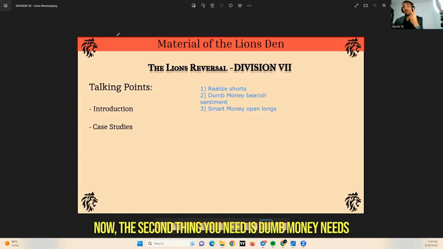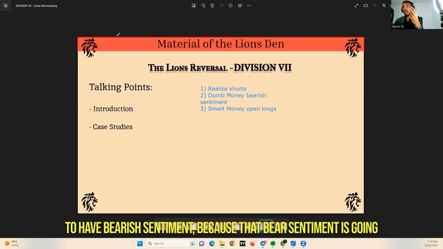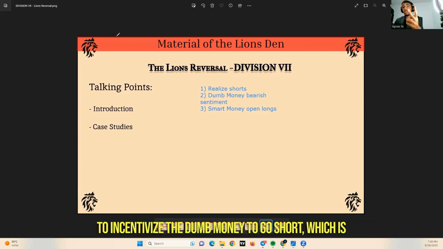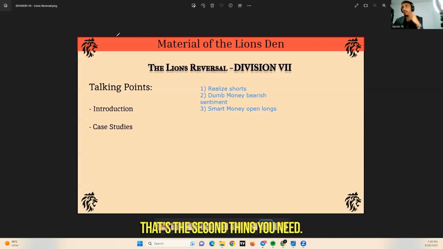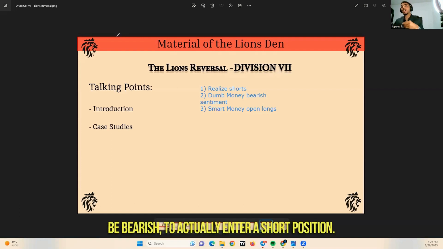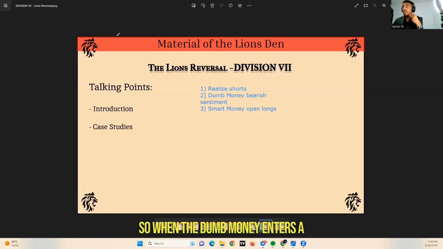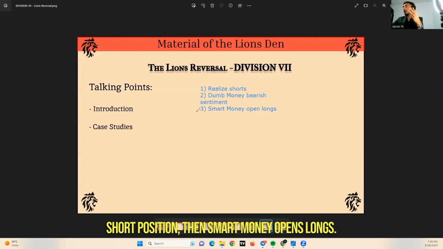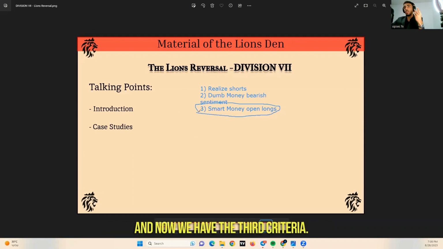Now, the second thing you need is dumb money needs to have bearish sentiment, because that bearish sentiment is going to incentivize the dumb money to go short, which is going to allow the smart money to open longs. That's the second thing you need. Now, the third thing you need is for dumb money to act on that sentiment. So you need dumb money not to just be bearish, but to actually enter a short position. When the dumb money enters a short position, then smart money opens longs, and now we have the third criteria. Now I'm going to show you how we apply this criteria on the charts.